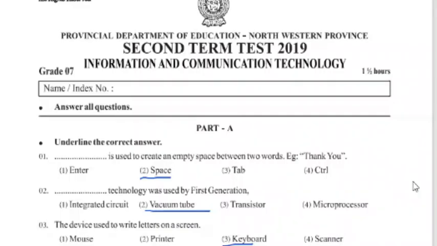Have a nice day. Today we are going to discuss the term test paper, which was done in the class last week. So let's check the answers.